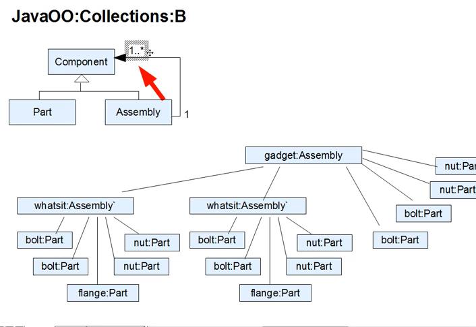Now, given that the assembly member pieces might be an empty list, the notation 0...star might seem more appropriate for our diagram, but UML diagrams generally show the intent of the design, and we don't intend for any assembly to have 0 subcomponents, so we used 1...star.